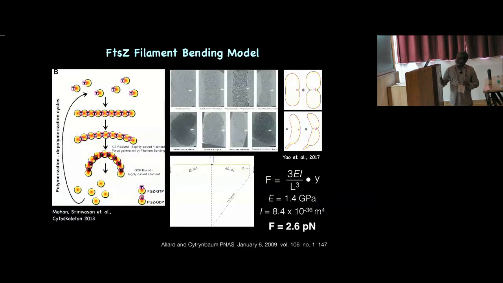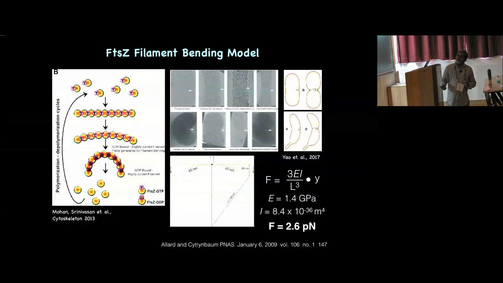I think I missed somewhere, 2 slides got missing. Anyway, maybe it is there later. So there have been several models that have been proposed for an FtsZ-centric view of how FtsZ can drive constriction. One of the most famous, a long-standing model, is this filament bending.